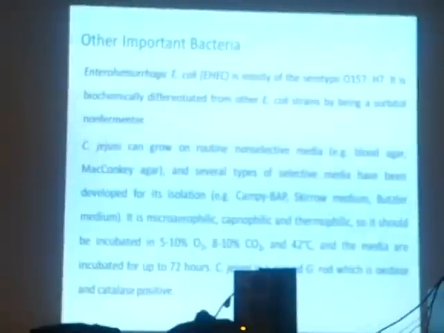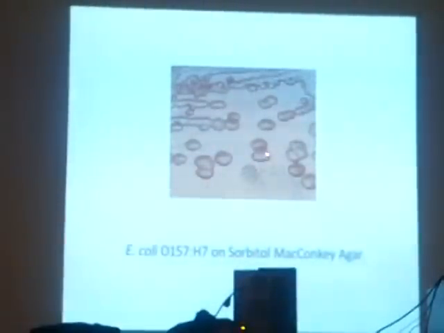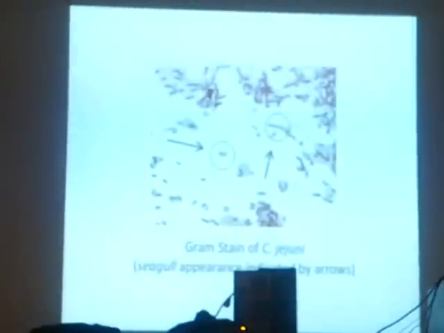Campylobacter jejuni is a curved gram-negative rod, so it is not straight, right? It is oxidase and catalase positive. Okay, this is E. coli O157:H7 on sorbitol MacConkey agar. It is colorless. It does not have the pink color of other E. coli strains. Now, this is a gram stain of Campylobacter jejuni. It has what we call a seagull appearance, because it is curved and has a spiral shape. You can see it like a seagull, like seagulls seen from the horizon.